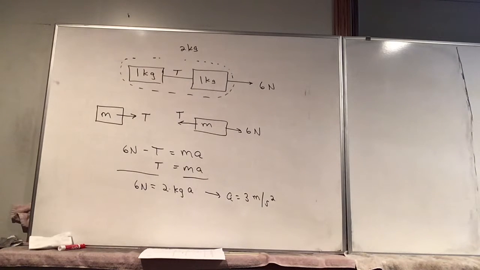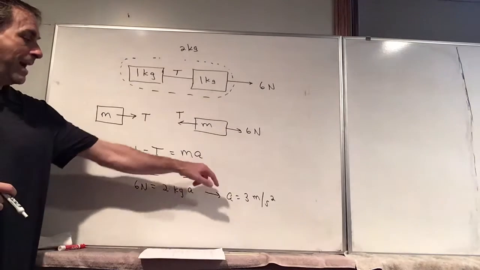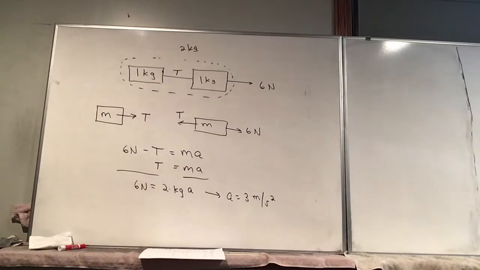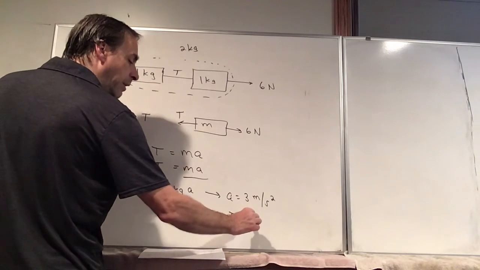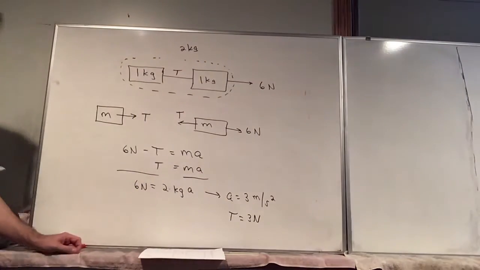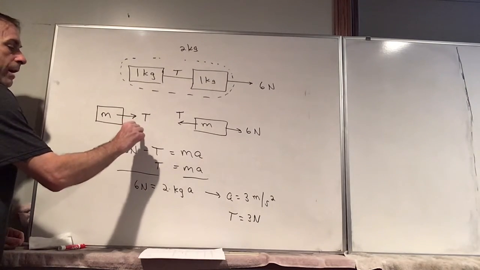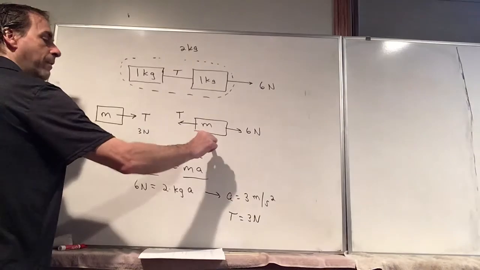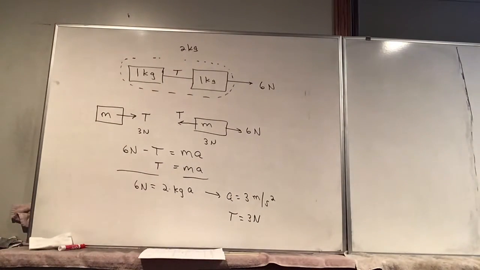But then for part B, we want to find the tension in the string. Well, tension is mass times acceleration. Easiest just to look at the second equation. So we'd have 1 kilogram times 3 meters per second squared. So the tension would be 3 newtons. So like here we have 3 newtons to the right. Here we also have 3 newtons to the right, 6 minus 3. And they have the same mass, they'll accelerate together. All right.